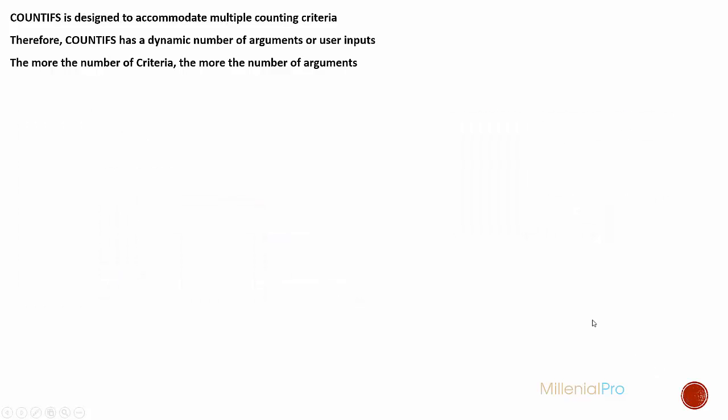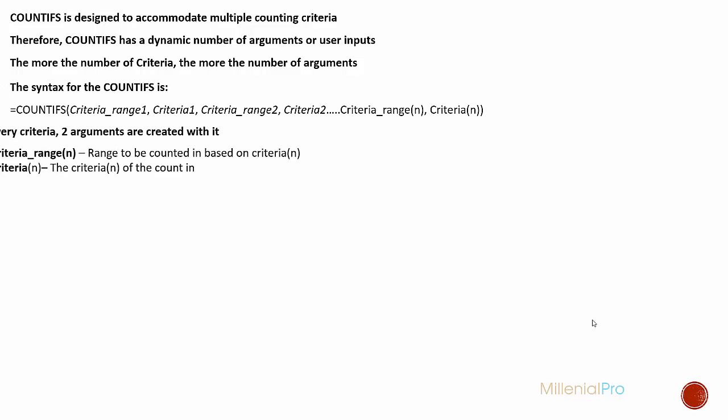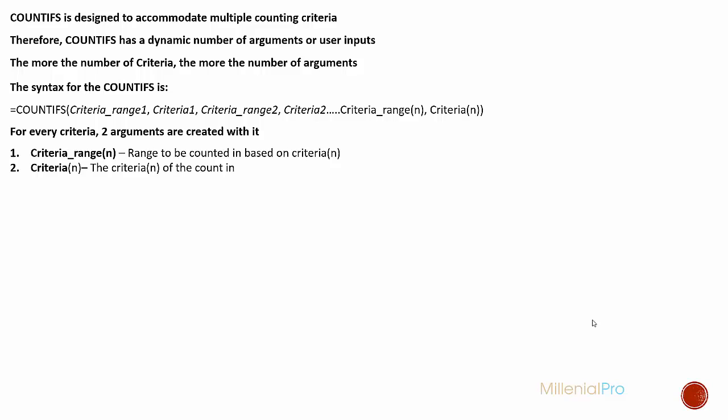Let's examine the syntax for the COUNTIFS. The COUNTIFS has a dynamic number of arguments depending on the number of criteria. In a 2 criteria scenario, the COUNTIFS has 4 arguments. Let's take a look at the syntax. Let's resolve the example problem from earlier on for the purpose of illustration.